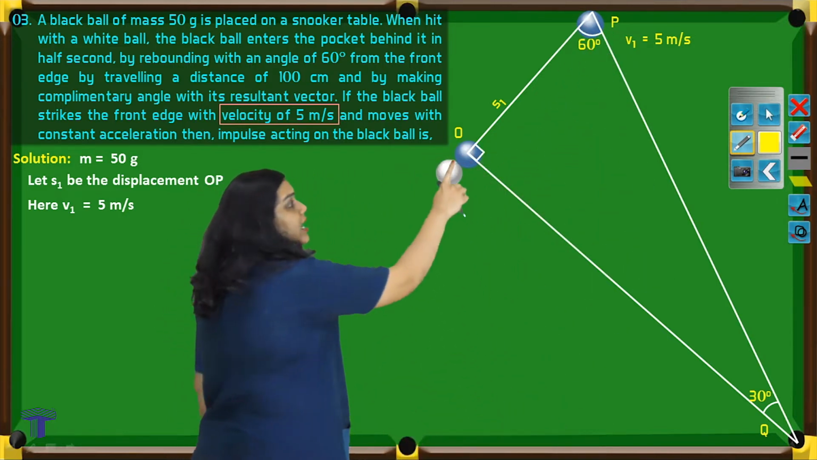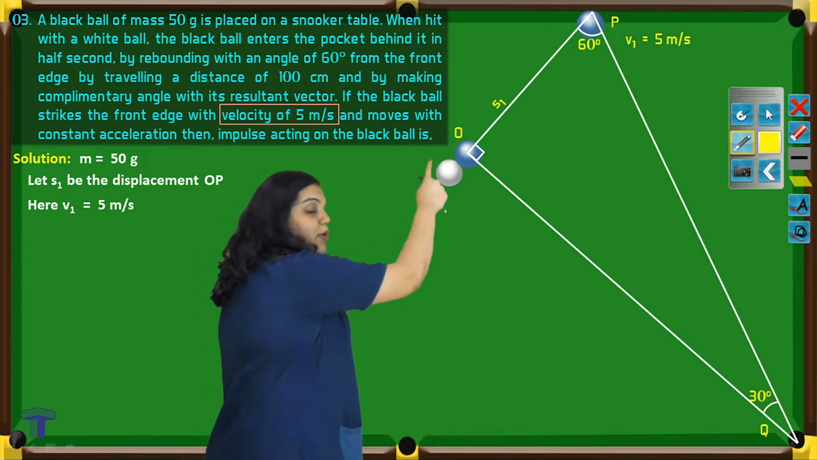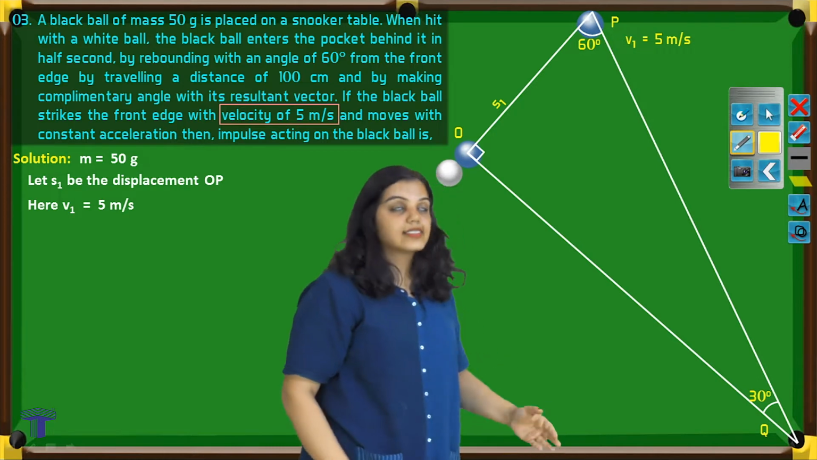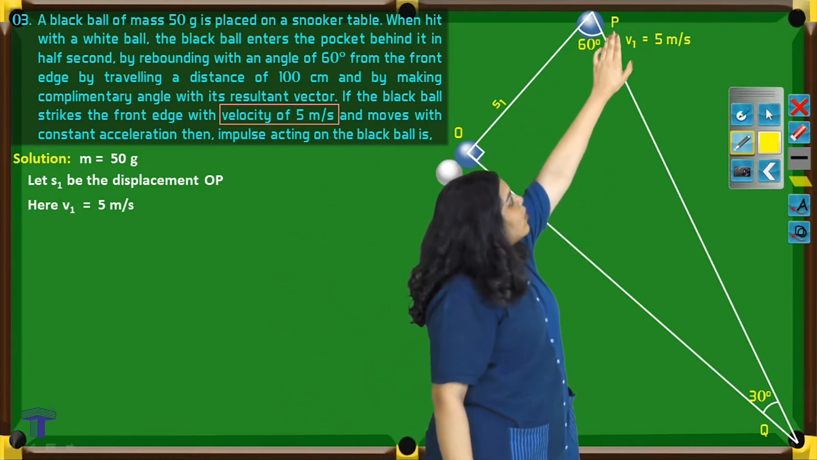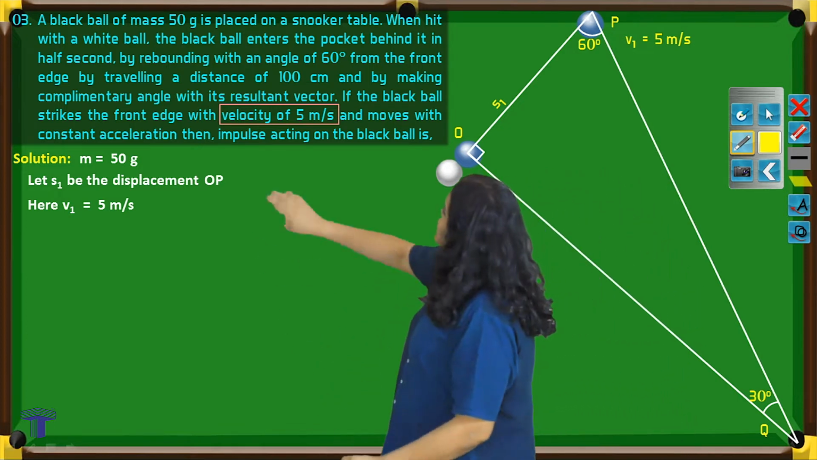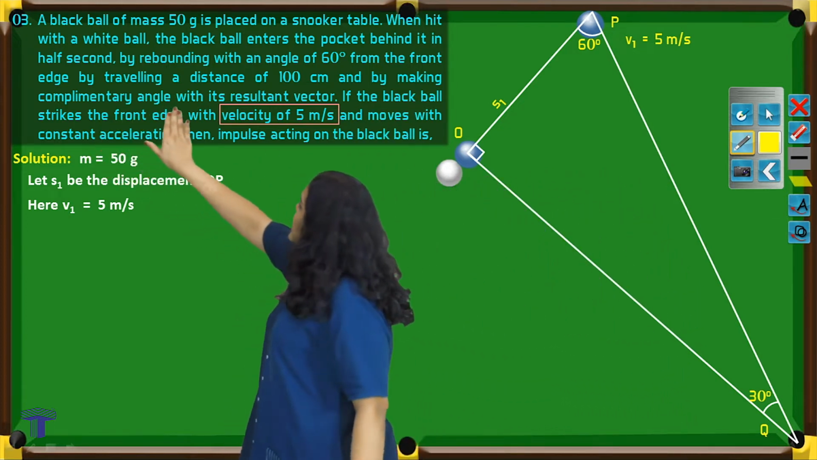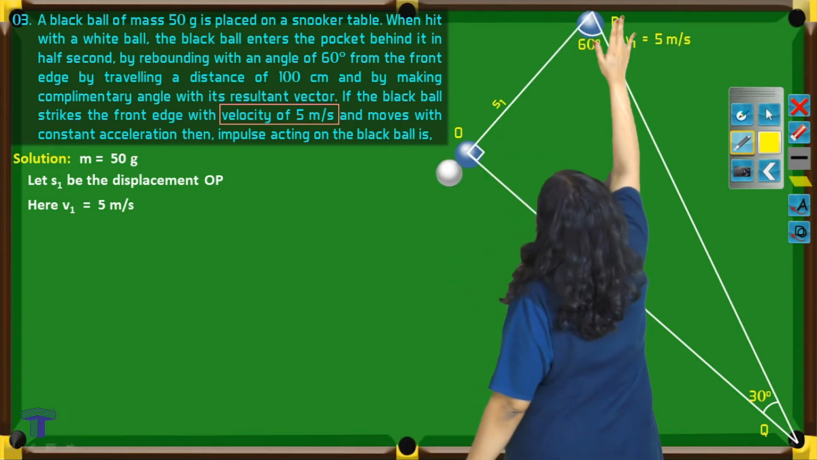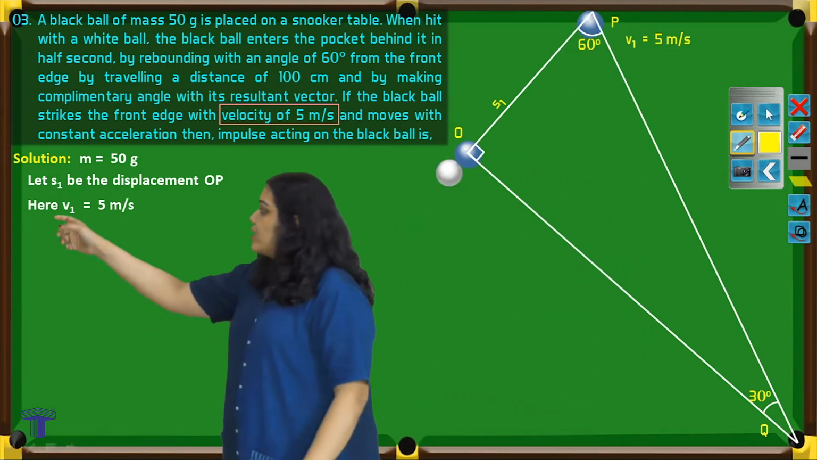So what is the velocity at point O? The velocity at point O of the black ball is 0 because initially the black ball was at rest. The velocity of the black ball at point P is 5 meter per second, and you can see that it is told to us black ball is striking the front edge with velocity 5 meter per second. So velocity here is 5 meter per second, and that's what I'm calling as V1.